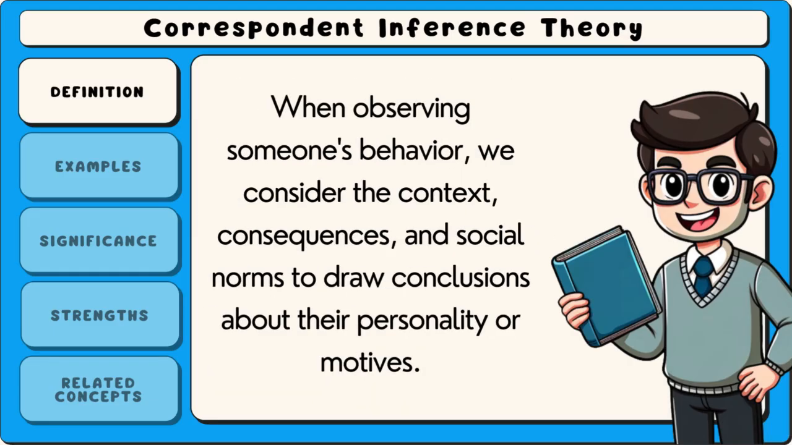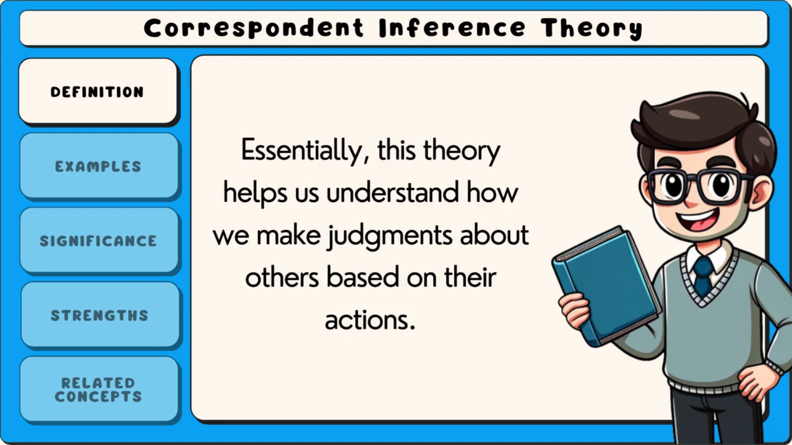When observing someone's behaviour, we consider the context, consequences, and social norms to draw conclusions about their personality or motives. Essentially, this theory helps us understand how we make judgments about others based on their actions.